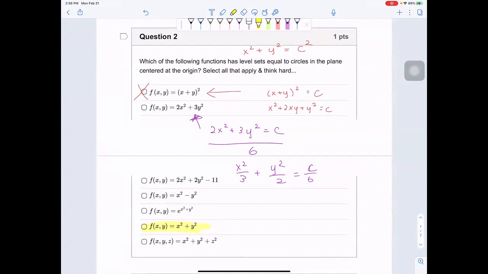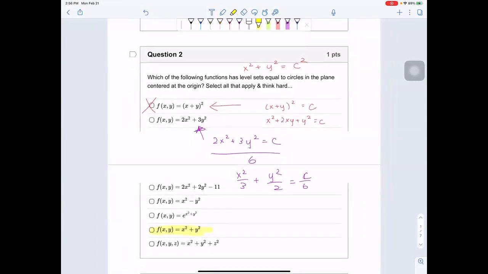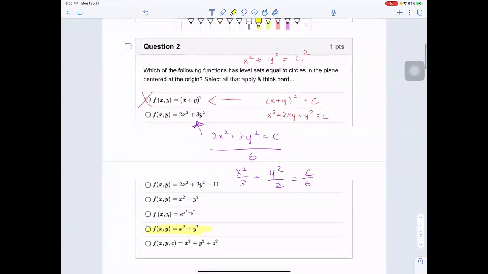But when you... wait, does this say select all that apply? Oh. Let me see. It might be. Let me check. Yeah. So if you take slices, you get a circle. So it does work.